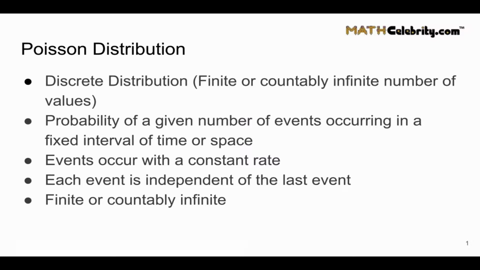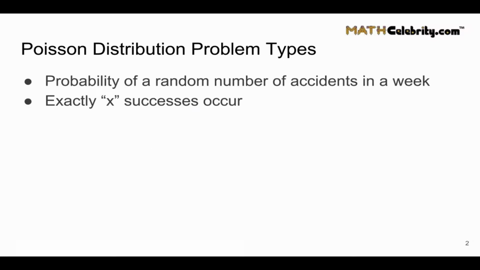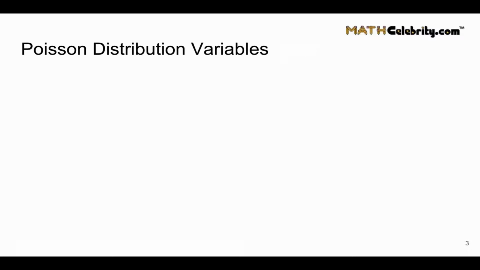Events occur with a constant rate. And the good part is each event is independent of the last event before it. And one more time, and I want to drill this in your head, Poisson means finite or countably infinite. So let's look at some distribution problem types. You'll see phrases or problems like the probability of a random number of accidents in a week. Or you'll see something like exactly X successes occur within a time interval. These are giveaways that you're dealing with a Poisson distribution.